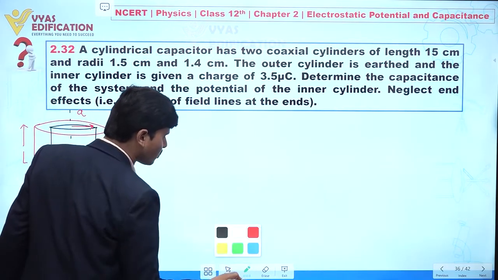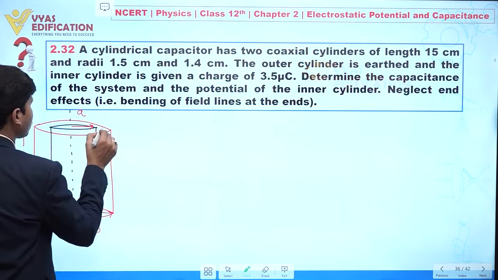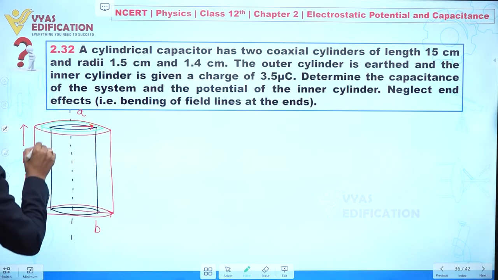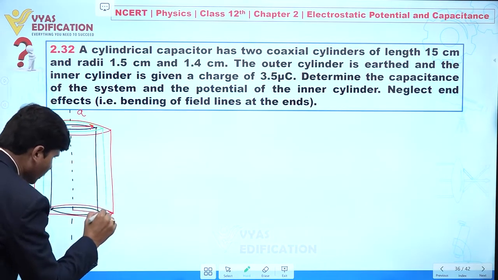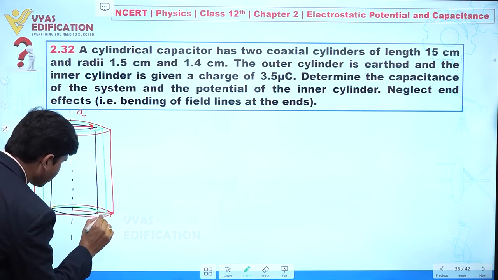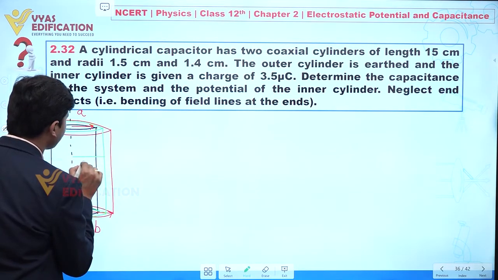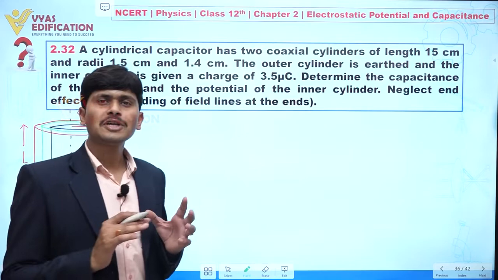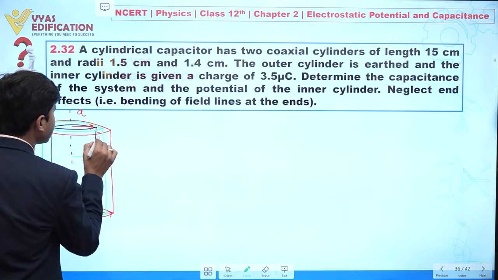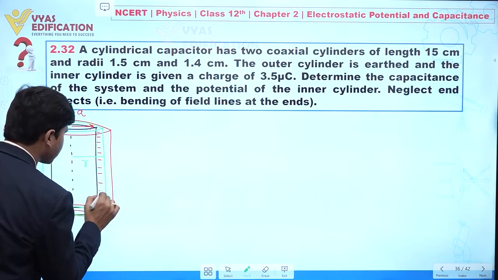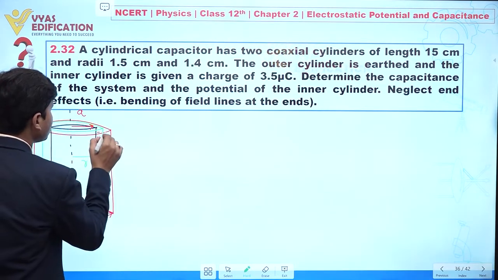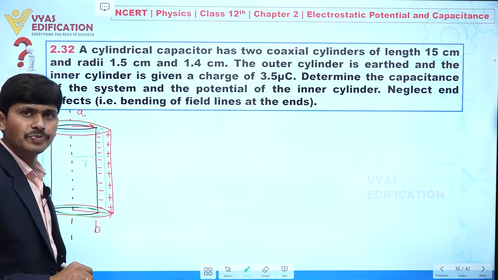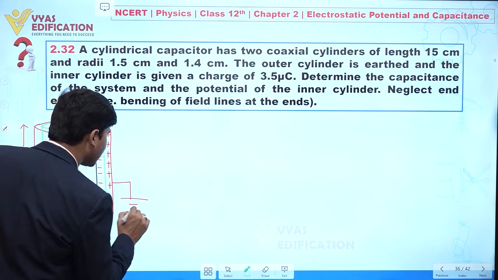For that, I am first drawing a Gaussian surface. So let's suppose I am drawing here a Gaussian surface like this. The Gaussian surface for a cylindrical capacitor is also itself a cylinder. Clear? Let's suppose this is a Gaussian surface, and let's suppose the radius of this cylinder is r. Now listen carefully. Let's suppose I am taking minus Q charge on the inner cylinder. Now we know that due to this minus charge, positive charges are induced on the inner surface of the outer cylinder. Clear? Now I am doing earthing here.